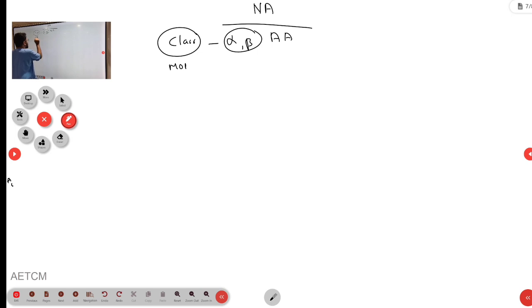Coming to the mechanism of action. Noradrenaline acts on the alpha 1 receptors, the beta 1 receptors, and the beta 2 receptors. Its main action is on the alpha 1 receptors, with mild action on the beta 1 receptors, and very minimal action on the beta 2 receptors.